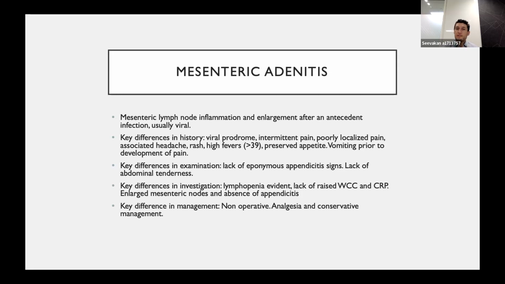The differences that you'll see in investigation is the majority of them won't have a super high white cell count or CRP. What you'll most likely find is what's called a lymphopenia. So they'll just have really low levels of lymphocytes. And that's because those lymphocytes have been consumed by the viral infection, or are being utilized to fight it.